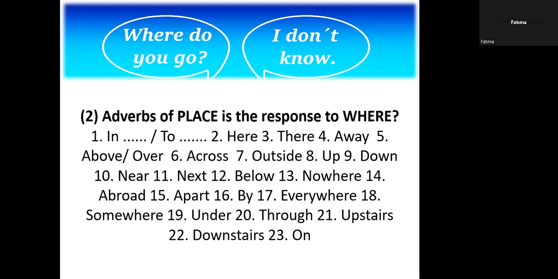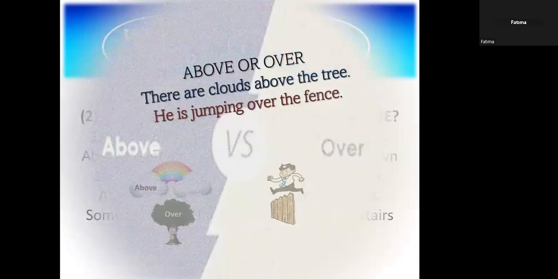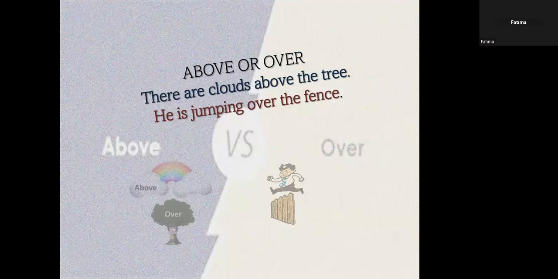Okay. On, stay on the table. Now, above or over, there are clouds above the tree. This is a tree, and there are clouds above the tree. They don't touch the tree. He is jumping over the fence. So above versus over. In this situation, we use he is jumping over the fence.